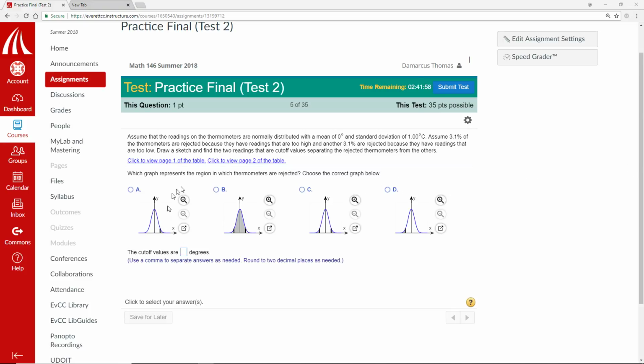Reviewing is always great. You learn the most right after the test. So after you do this, you could print out the solutions and everything. So let's get going on this.